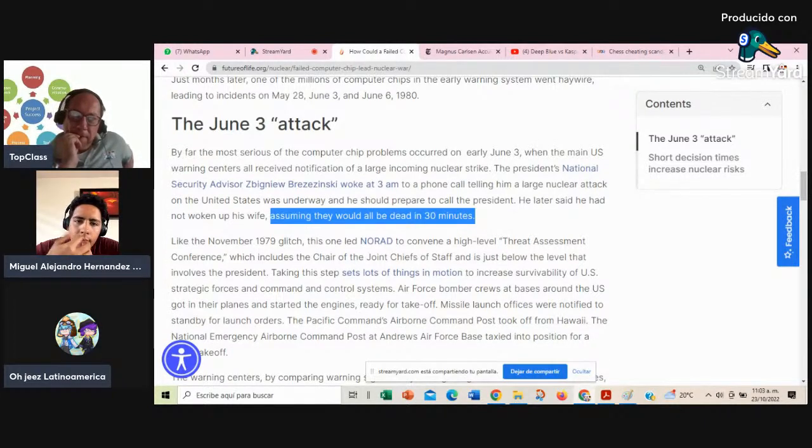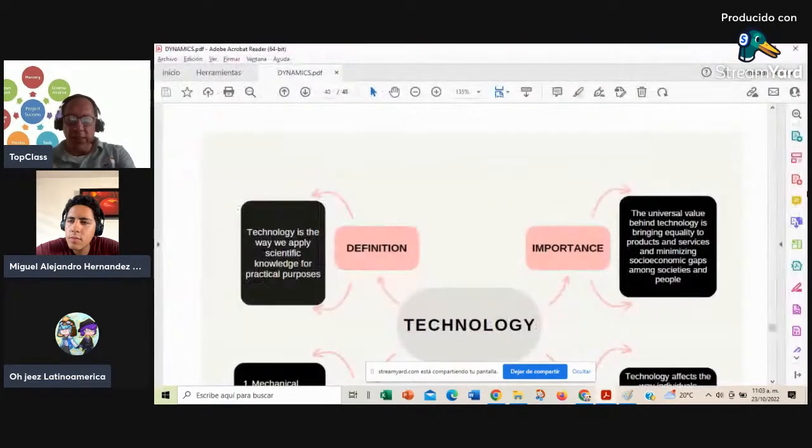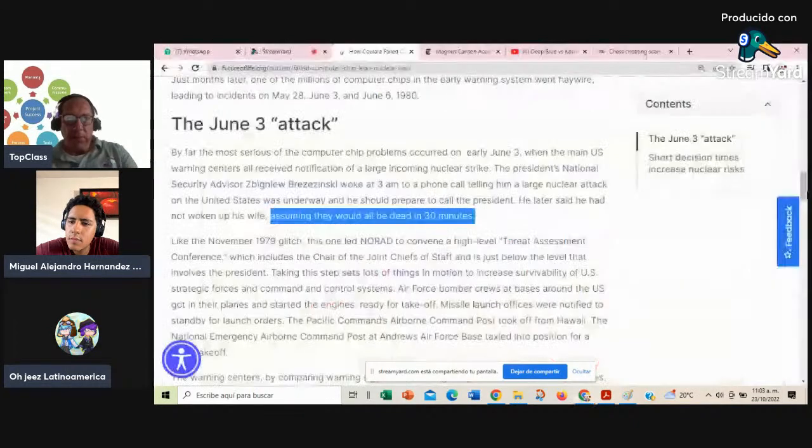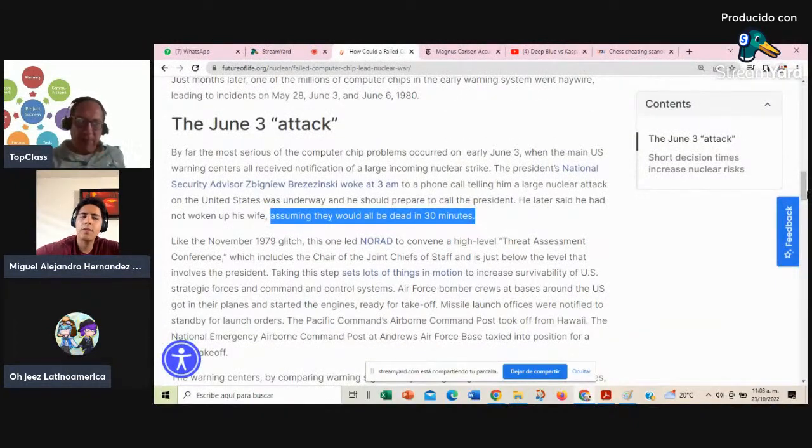About assuming they will all be dead in 30 minutes. Yeah, I mean the fact that if there is a computer mistake, that's going to cost us our life in 30 minutes. If there is a computer mistake, how much weight are we putting on technology? Is the question, because the topic of today, Mitch, is technology. So, Mickey, what do you think? How should we feel? How should we think? What should we do? Or just do nothing? What do you think?